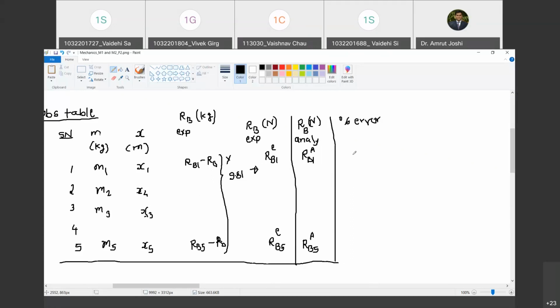And how do you calculate percentage error? In the first reading, percentage error will be RB1 experimental minus RB1 analytical, divided by RB1 analytical, into 100. Happy? Yes, sir. This is the percentage error in the first reading, and you will calculate such percentage errors in all the 5 readings. Happy? Yes, sir.